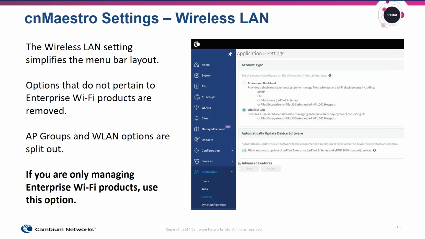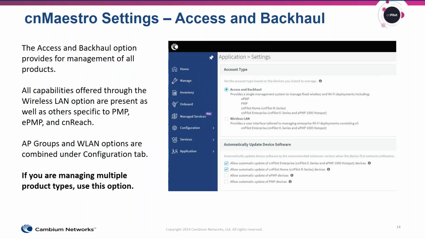You can go into Application and Settings and Account Type and choose Wireless LAN. So if you're not using any backhaul, any P2P, any point-to-multipoint to manage on your account, you're not doing the R series, then choosing this wireless LAN option gives you a little more intuitive interface for Wi-Fi only. However, if you are doing Wi-Fi or point-to-multipoint, point-to-point products, then you'll want to choose the Access and Backhaul option. You don't lose any capabilities for Wi-Fi doing this. It's just the placement of where the configuration settings are done will be slightly different, and I'll point that out here. But it's more intuitive if you're only doing Wi-Fi to do it in the wireless LAN settings.